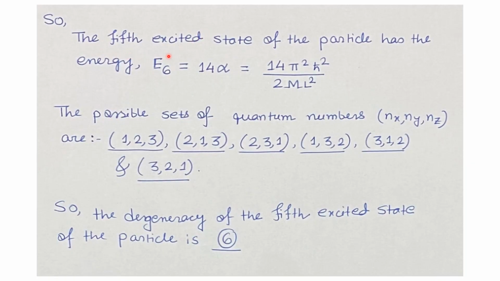The fifth excited state of the particle has the energy E6 equals 14 alpha, that is actually 14 times pi squared h cut squared divided by 2mL squared. The possible sets of quantum numbers that we have seen in the previous slide, nx, ny, nz, are 123, 213, 231, 132, 312 and 321. So there are 6 possible sets. So the degeneracy of the fifth excited state of the particle is 6 here.